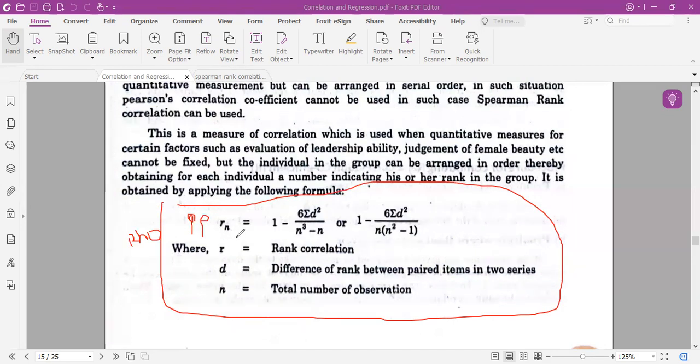In certain textbooks, it's given as Rn. So rho or Rn is equal to 1 minus 6 sigma d square divided by n cube minus n, or 1 minus 6 sigma d square divided by n into n square minus 1. The actual formula is like this. When you simplify, it becomes n cube minus n. R represents the rank correlation. D represents the difference of ranks between the paired items in the two series. And n is the total number of observations.